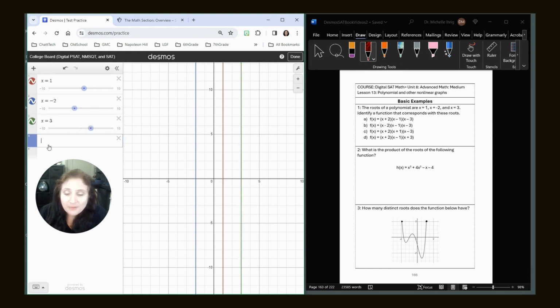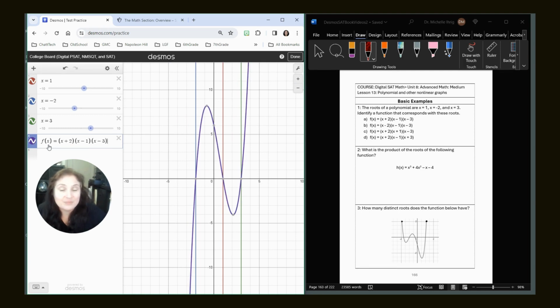So let's type in the first function. f of x equals (x plus 2)(x minus 1)(x minus 3). Oh, that's the right answer, letter A. Okay, how do I know it's the right answer? Because the graph goes through all 3 points. Let me show you a wrong answer. Let's look at letter B.